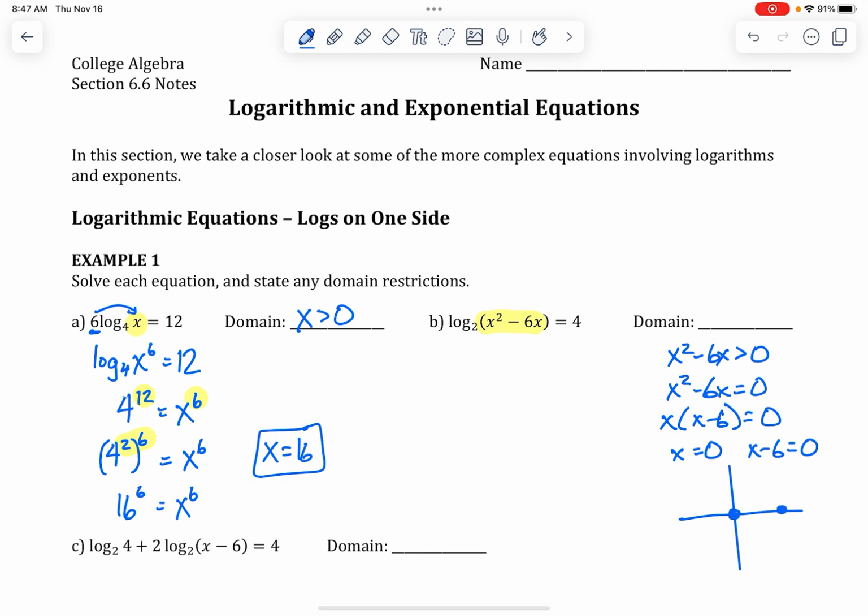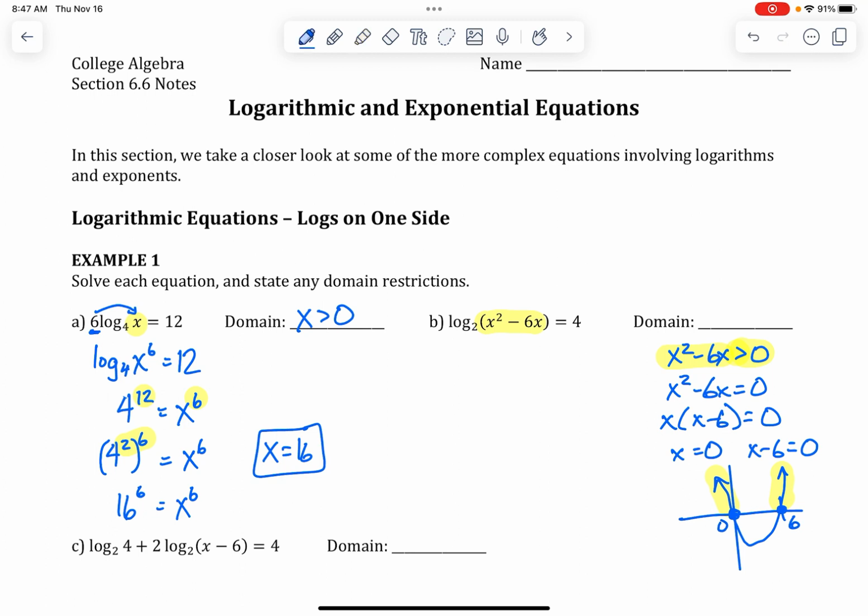And so here are your cutoff values of 0 and 6. You want to figure out where the graph is going to be positive. So it takes a little bit of thinking about the situation. x squared is a positive value, so this is going to be a positive quadratic, right? So if it's a positive quadratic, it's going to open up, which means it's greater than 0 here and here. The graph is above the x-axis for these intervals.